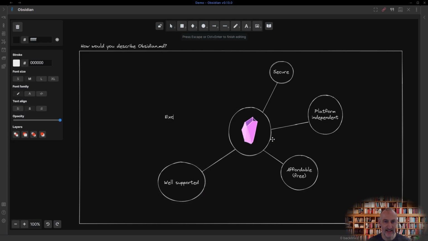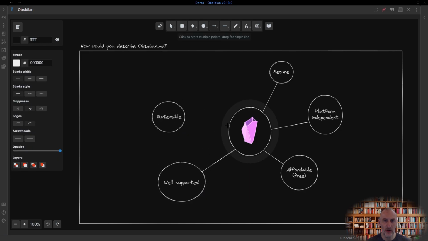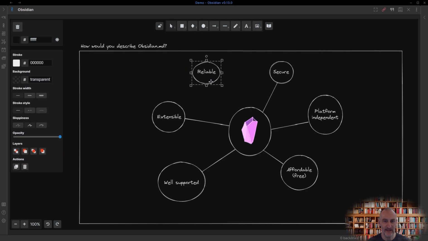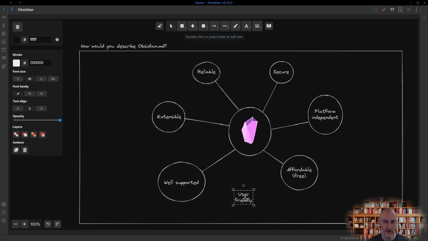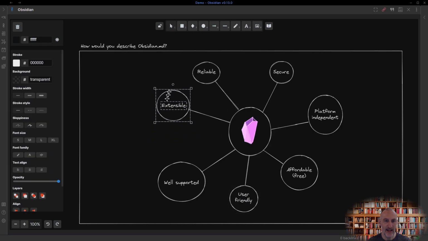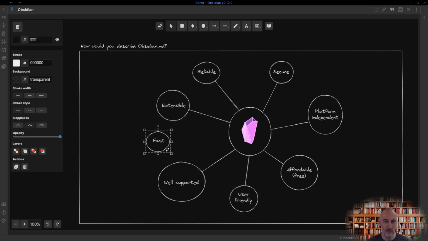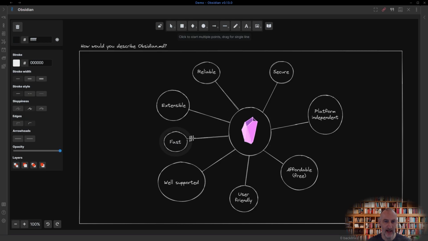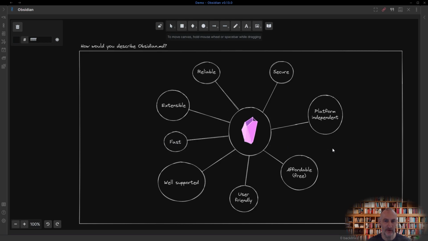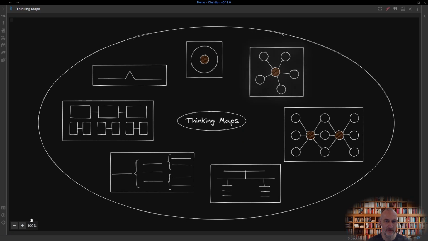It is extensible. There are almost 400 plugins available in the community plugin store. It is reliable. It is user-friendly and intuitive, and it is fast with even large vaults. I, for example, have over 5,500 files in 1,200 folders.